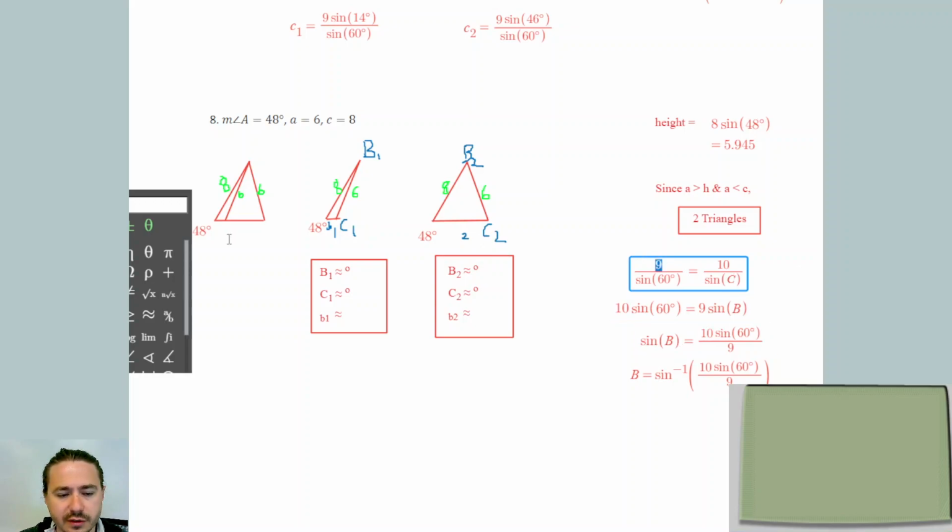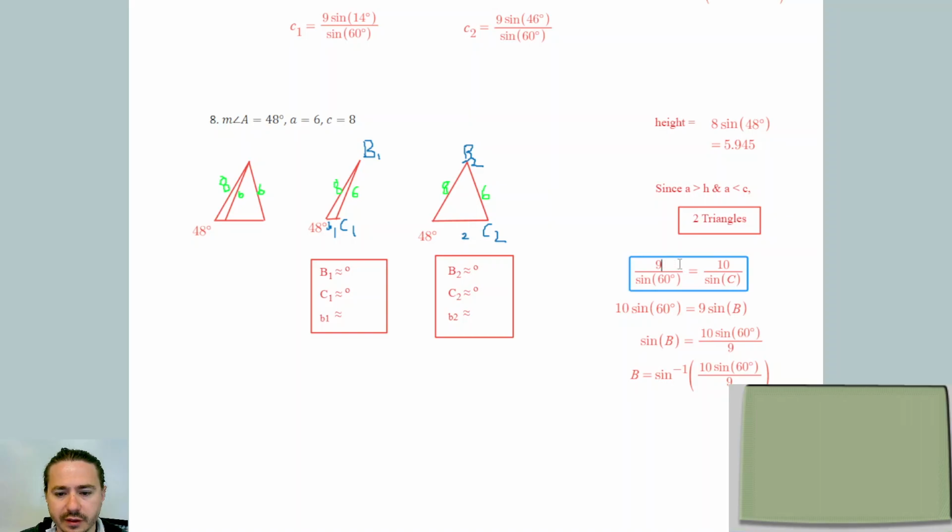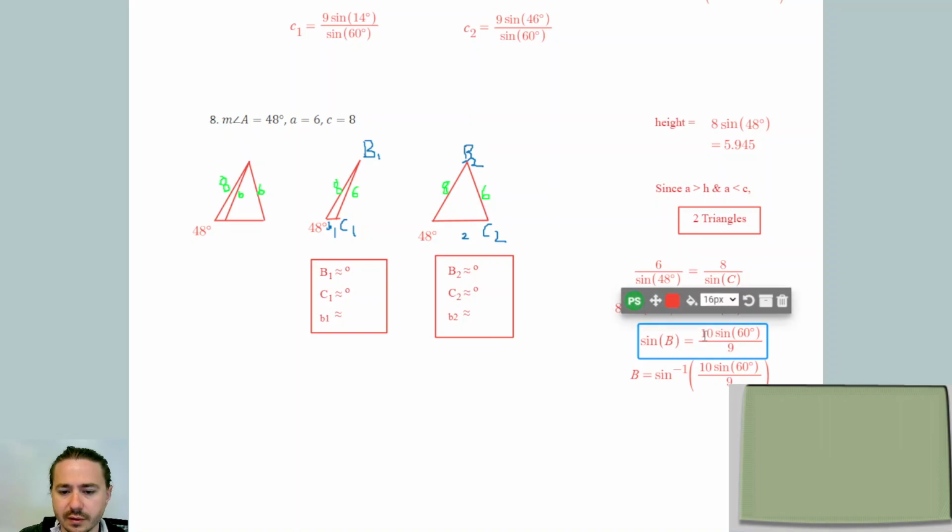So the ratio that we know is going to be 6 over the sine of 48 equals 8 over the sine of C. So cross multiplying will give me 8 times the sine of 48 equals 6 times the sine of angle C. So the sine of angle C will be 8 times the sine of 48 divided by 6. And this is something that we'll just put in the calculator.